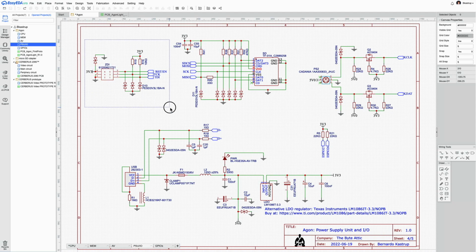This is the ZDI connector used to program the firmware of the eZ80. It's a subset of JTAG. It has only 3 signals, a reset, the clock, and the data line.